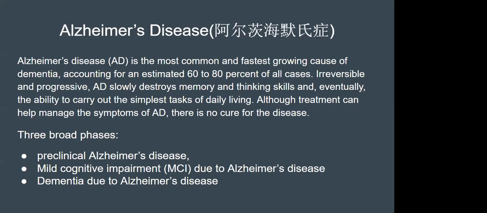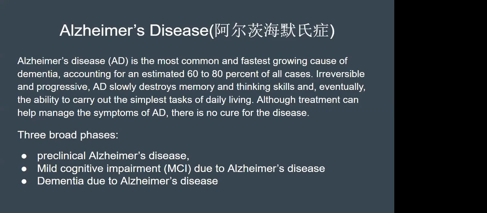According to the Alzheimer's Association, the progression of Alzheimer's disease is called the Alzheimer's disease continuum. On this continuum, there are three broad phases, which are preclinical Alzheimer's disease, mild cognitive impairment due to Alzheimer's disease, and dementia due to Alzheimer's disease.